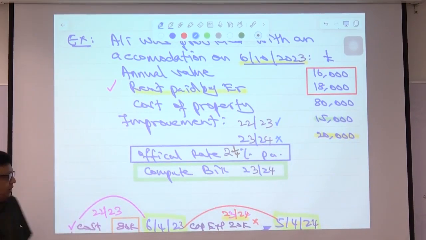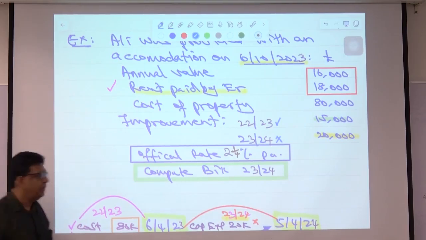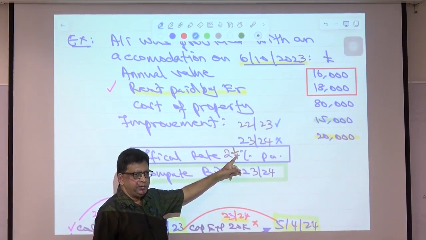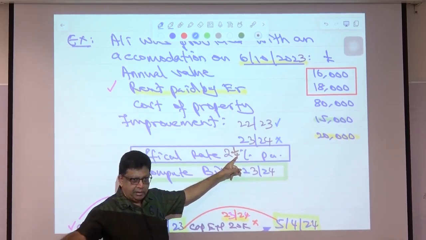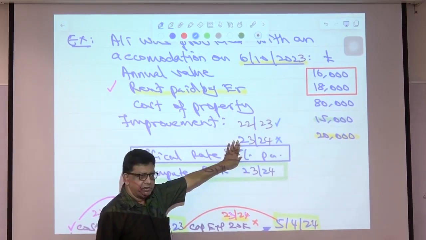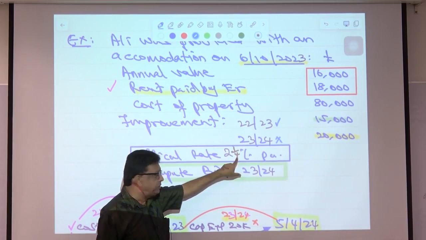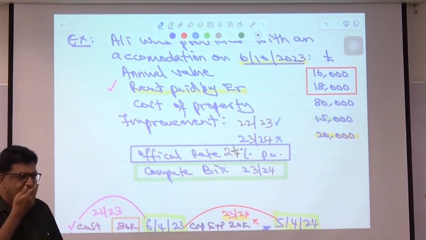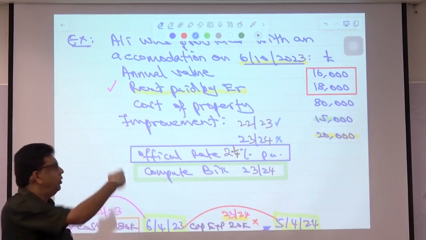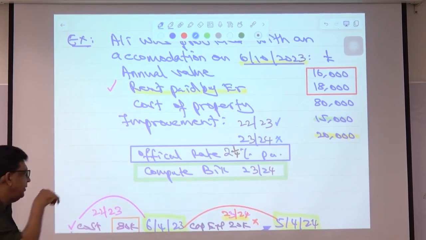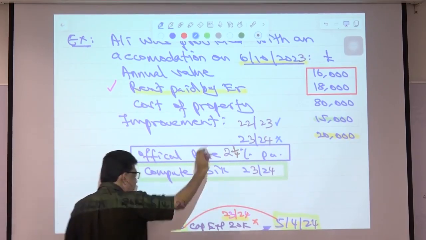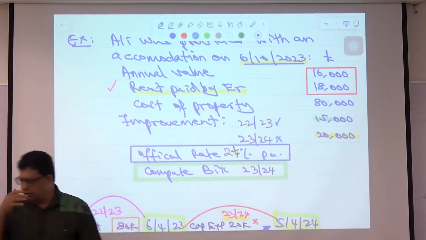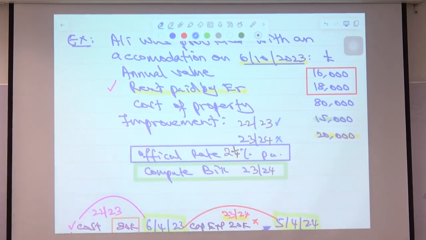Got it? No issue? Official rate, 2.25. Where will I get this? It's given in the exam in the table. They won't tell you, take this. If in the question they put something new, because sometimes the examiner suddenly changes the rate, then you follow the question. If they don't give it in the question, you follow the table. Compute BIK. Okay, how to calculate?